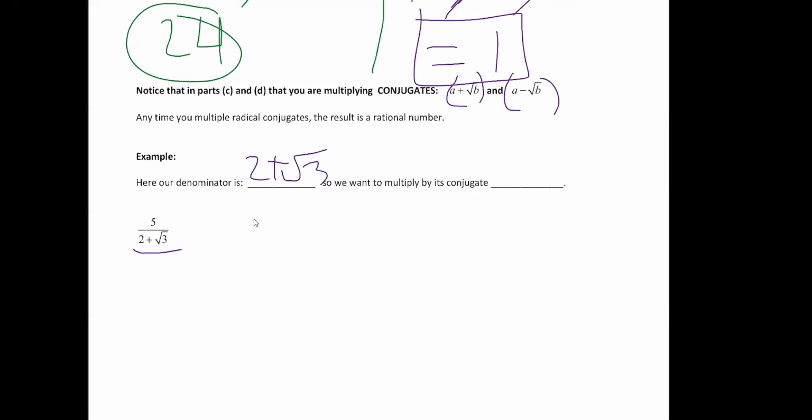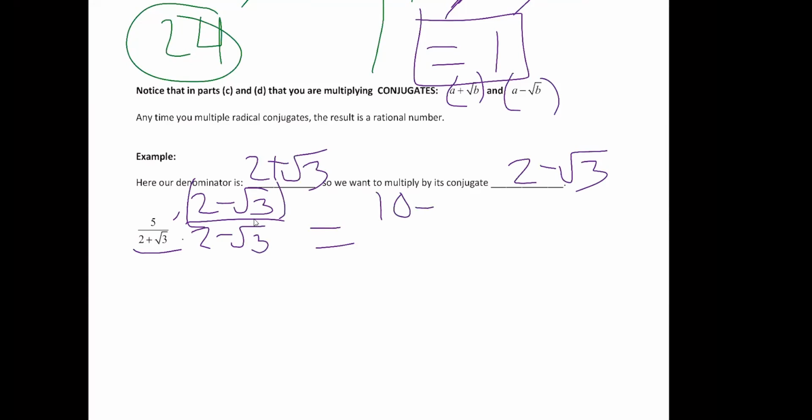So if our denominator is this, we multiply by the conjugate. It's the same thing, just switch the sign. So you would just multiply the bottom by this and the top by this. On the top you just FOIL, so that would be 10 minus 5 radical 3, and there's really nothing we can do with it from there.